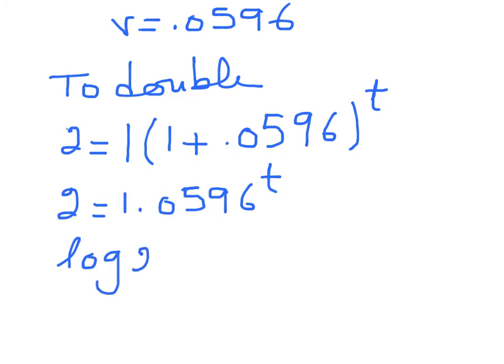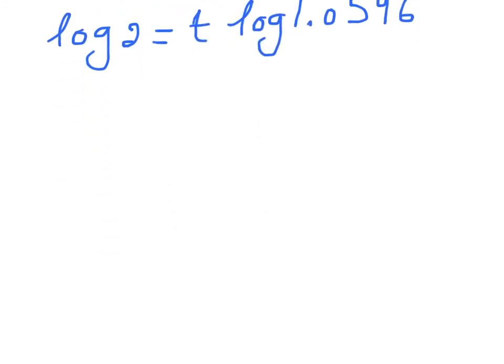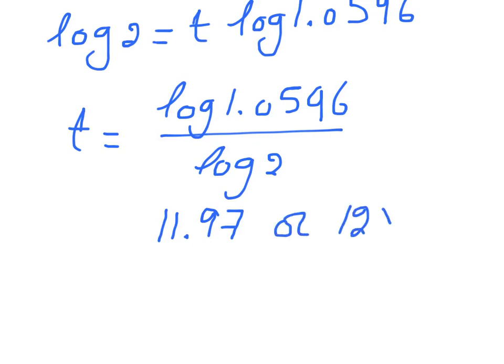Log of 2 is equal to t log of 1.0596. And then solving for t, t is equal to log 2 divided by log 1.0596, which gave me approximately 11.97 years, or you can make it 12 years, no big deal.